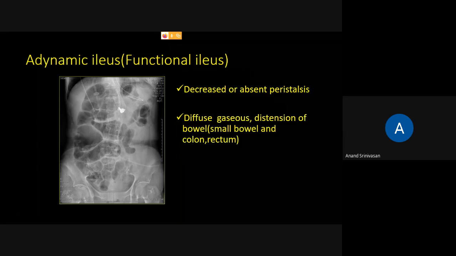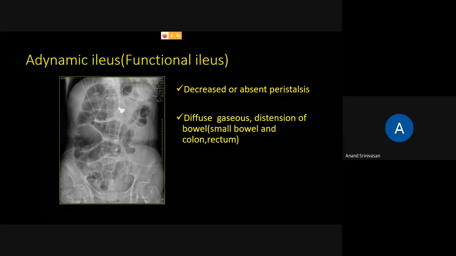Paralytic ileus, or adynamic ileus, or functional ileus. What happens is paralytic ileus is usually seen in post-op patients. What happens in post-op patients? Usually they give general anesthesia. After the general anesthesia, it will take a little bit of time for the GI tract to regain peristalsis.